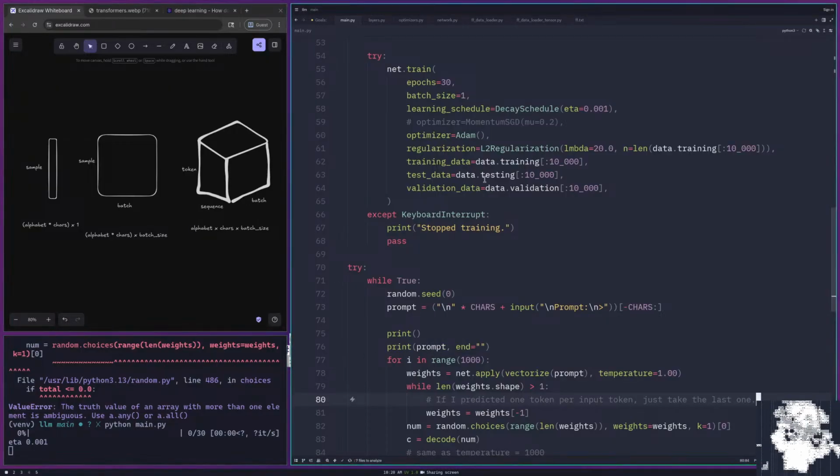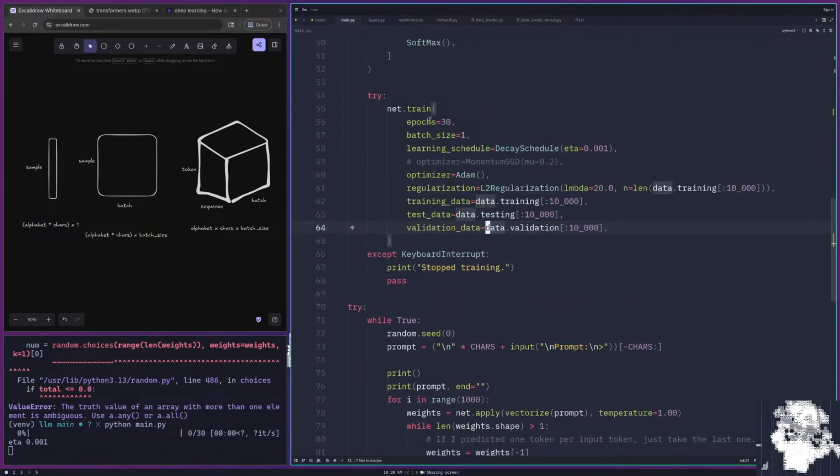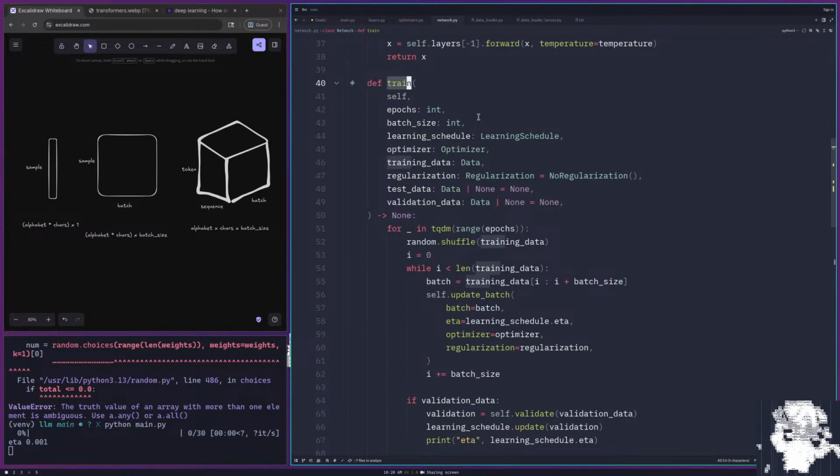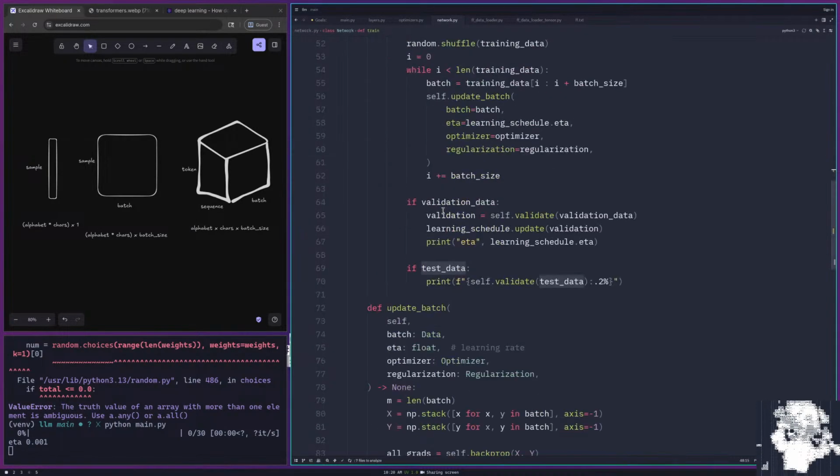Now, it takes a really long time to do the validation. By the way, am I using test and validation data? What am I using them both for? I use the validation data for the learning scheduler, and then I use the test data just to print. So that's pretty inefficient.